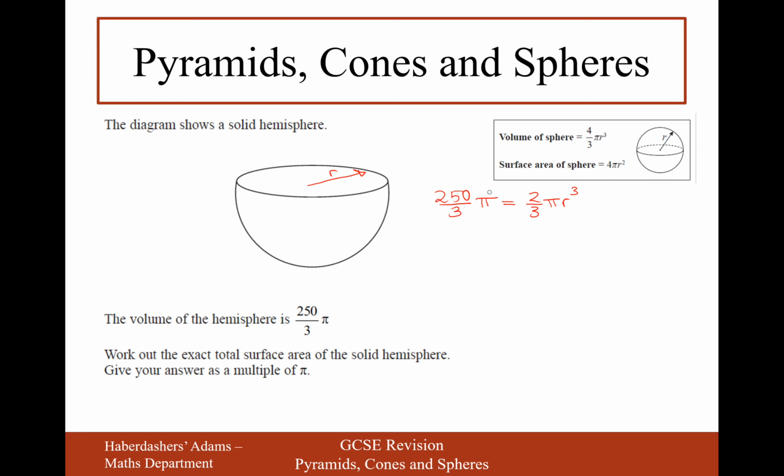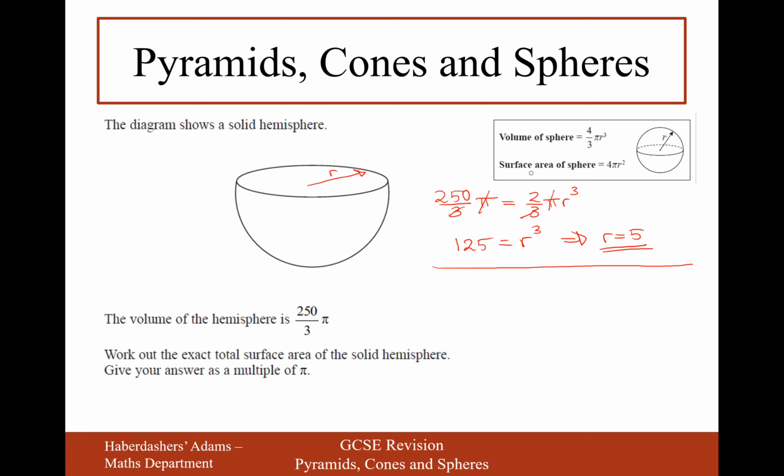So the first thing I'll do is cancel out the pi on both sides. I'll cancel out the divide by 3 on both sides and divide the 2 onto the other side to give me 125 equals r cubed. So therefore r equals 5, cube rooting both sides. So now that I know that r is 5, I now need to work out the surface area of the shape.